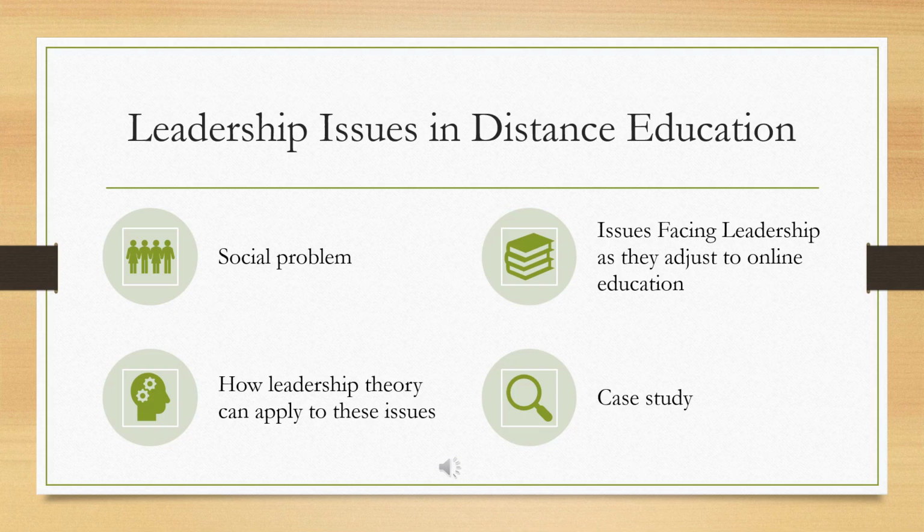In the second stage of the presentation, we will look at issues facing education leadership as they adjust to online education in a broad sense for both children and adults. The third stage of the presentation will be a look at 3 leadership theories and how they can apply to the broad issues facing education leadership. The 3 leadership theories are distributed, situational, and transformational leadership.